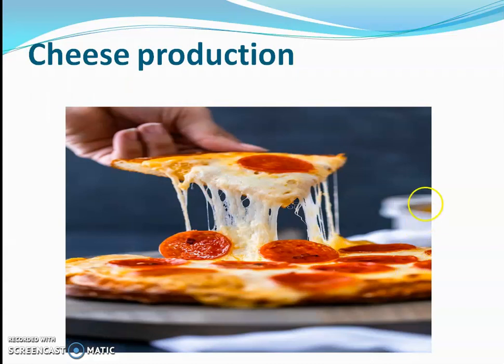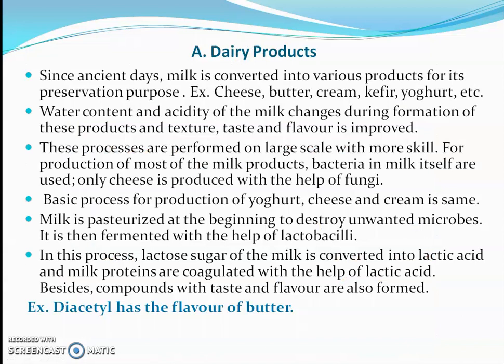Cheese production. Now, if you can see this delicious pizza, the strings of white product that are stretching out of the pizza is cheese. This is a type of cheese known as mozzarella cheese. We will learn about the types of cheeses in the coming slides. Now let us study dairy products in detail. Since ancient days, milk has been converted into various products for its preservation purpose. For example, cheese, butter, cream, kefir, yogurt, etc.